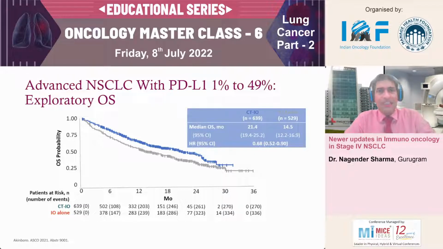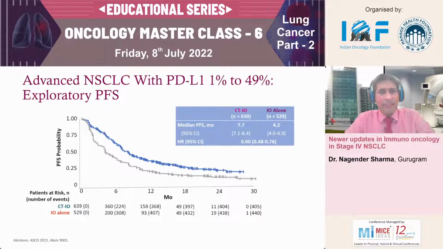So in advanced NSCLC with PD-L1 1 to 49%, this was an analysis in which chemotherapy-IO was compared with IO alone, and it has shown that median overall survival was 21.4 months as compared to 14.5 months. Hazard ratio was 0.68, favoring the experimental arm. In those patients with PD-L1 of 1 to 49%, as per the PFS analysis, chemo-IO versus IO alone, it has shown that median PFS also was favoring the chemo-IO arm, that is 10.7 months, and hazard ratio 0.64. As you can see, the Kaplan-Meier curves are wide apart.